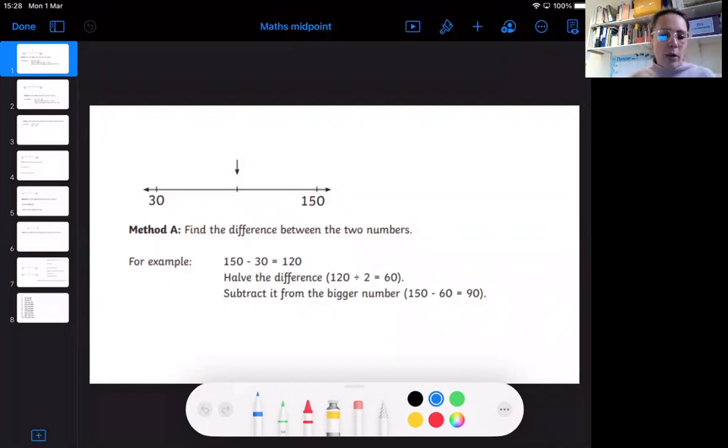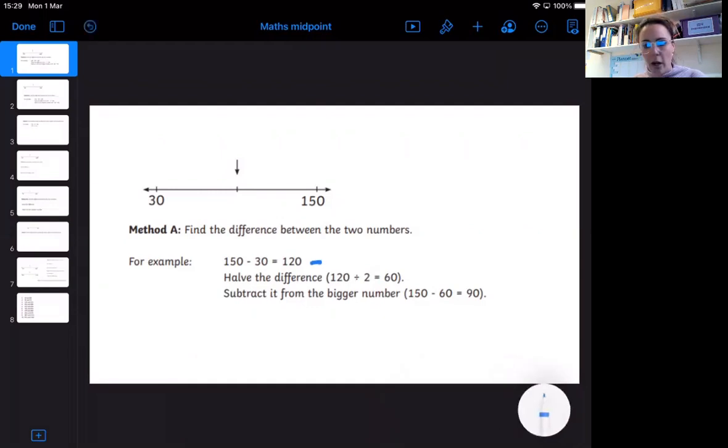The first method we're going to look at is to first of all find the difference between two numbers. When we're finding the difference, we need to take away. The example used here is 150 take away 30 is 120. Then you're going to half the difference. Halving means dividing by 2. We have got here 120 divided by 2 equals 60.